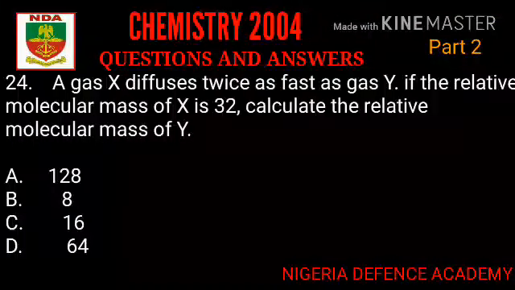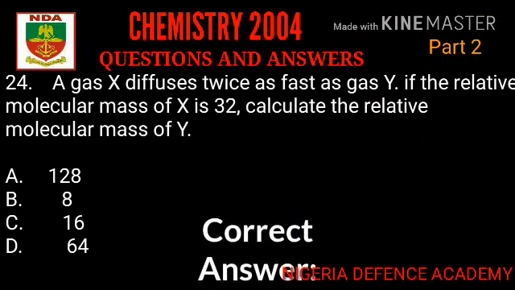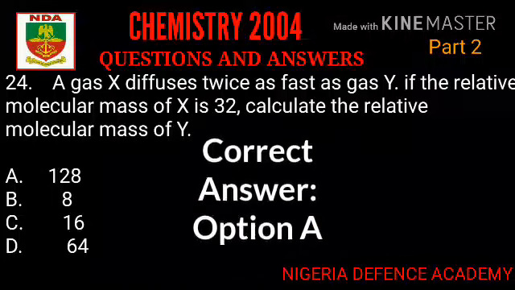Question number 24. A gas X diffuses twice as fast as gas Y. If the relative molecular mass of X is 32, calculate the relative molecular mass of Y. Option A, 128. Option B, 8. Option C, 16. Option D, 64. So which of these options is right? Well, I think the correct answer here is option A. Now let's look into the explanation.